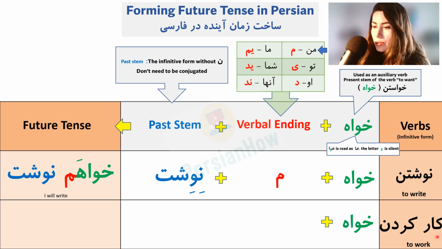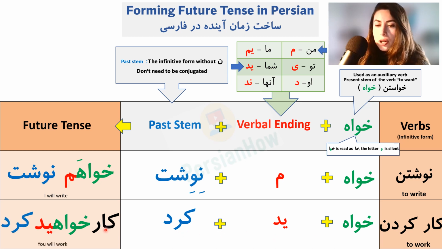All right, let's go over to the next verb. The next verb is a compound verb, کار کردن, which means to work. So again, we need خواه, and then we need to conjugate خواه. Let's say the subject is شما. This is the conjugation. خواهید plus, again, the past stem. This is the verbal part. We remove nun from it. It's going to leave us with کرد.